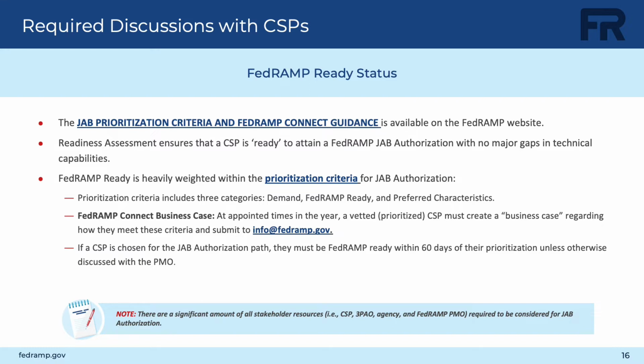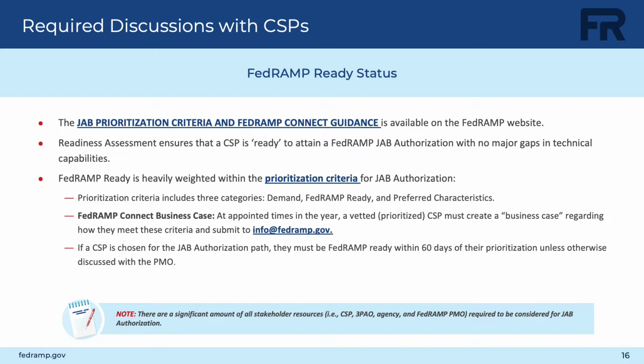The guide for the prioritization process is available on the FedRAMP website under JAB prioritization criteria and FedRAMP Connect guidance. Being FedRAMP ready is a heavily weighted prioritization criterion to work with the JAB towards a provisional authority to operate. Prioritization criteria includes 3 categories: demand, FedRAMP ready status, and preferred characteristics. At FedRAMP appointed times in the year, the vetted or prioritized CSPs must create a business case regarding how they meet these criteria and submit this business case within a specific time frame to the PMO. This is called the FedRAMP Connect Business Case.